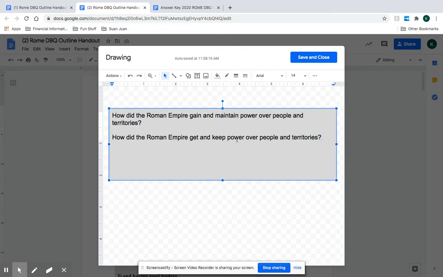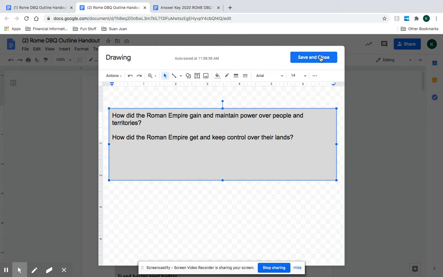Now I want to kind of emphasize more. So power, what do we mean by power? We mean how did they get and keep control, right? We mean control over other people and territories. How did the Roman Empire get and keep control over people and territories? And I think I want to rephrase this to be something along the lines of the area, right? They had such a large empire. How did the Roman Empire get and keep control over their lands?